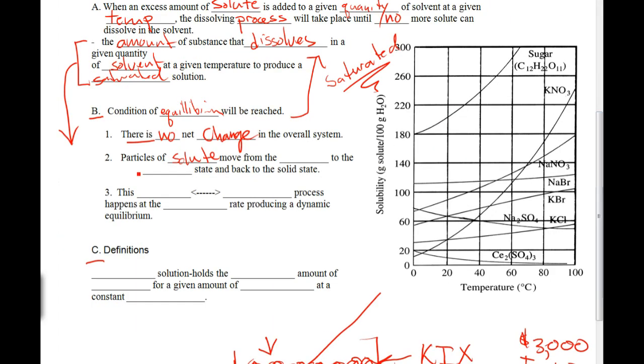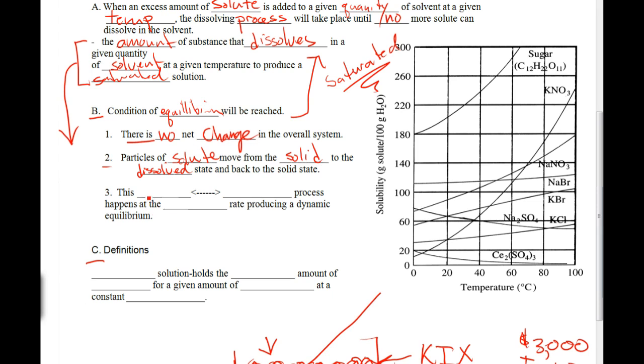All right, so back here to number 2. Particles of solute or sugar move from the dissolved to the solid state. Uh-oh, I messed that up. You already wrote it down. I can erase it. If you wrote it in pencil, fix that. I should have read it first. Sorry. They move from the solid to the dissolved state and back to the solid state.